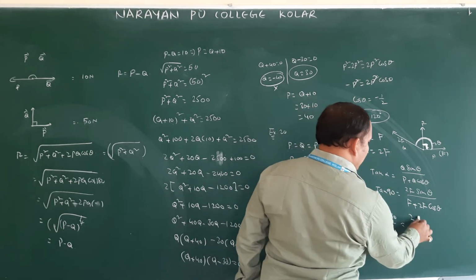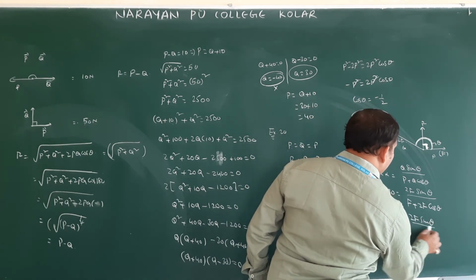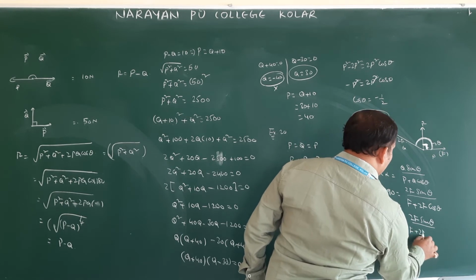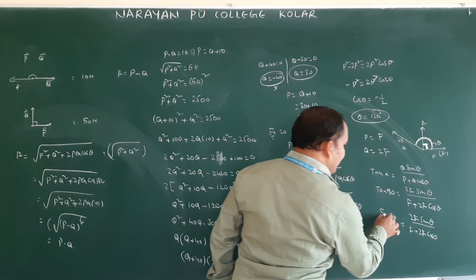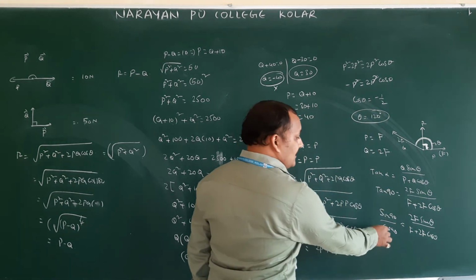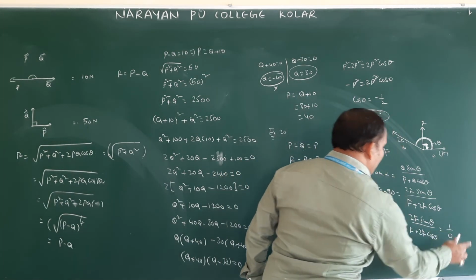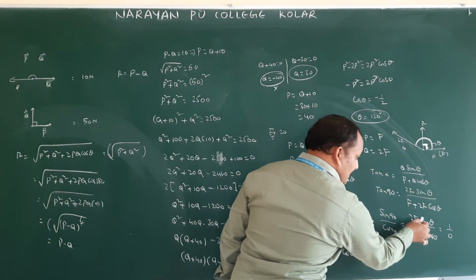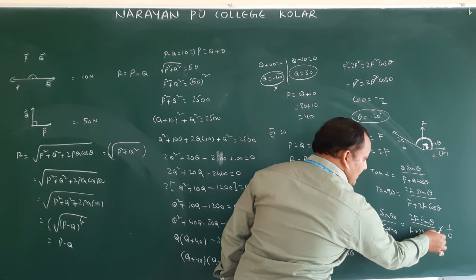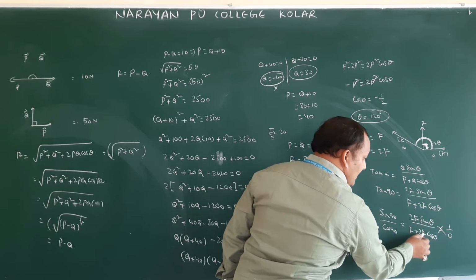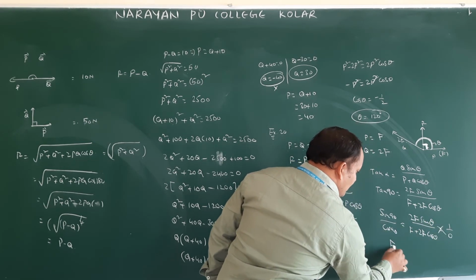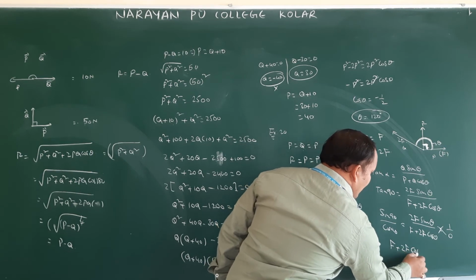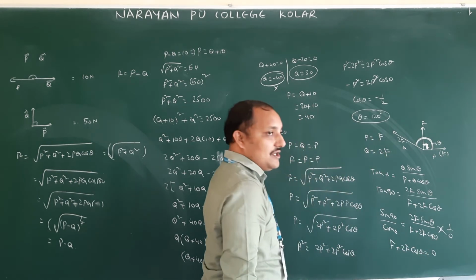Tan 90 value. 2f sin theta by f plus 2f cos theta. Sin 90 value how much? 1. Cos 90 value 0. So 1 by 0. Cross multiply: 0 into this one is 0, 1 into this one. So f plus 2f cos theta equal to 0.